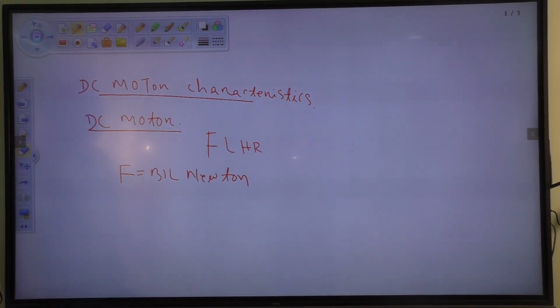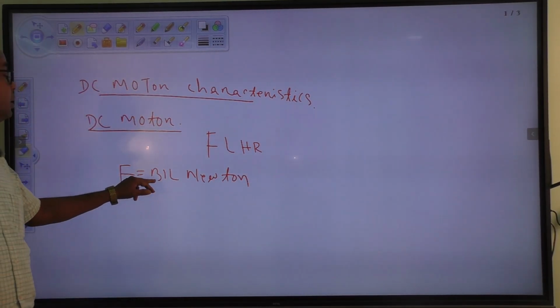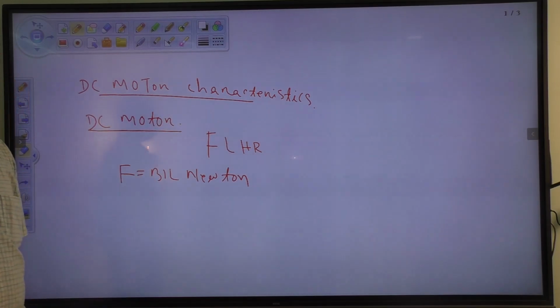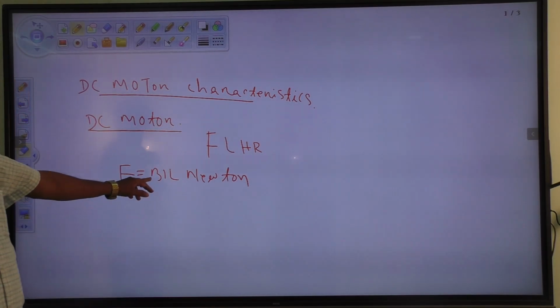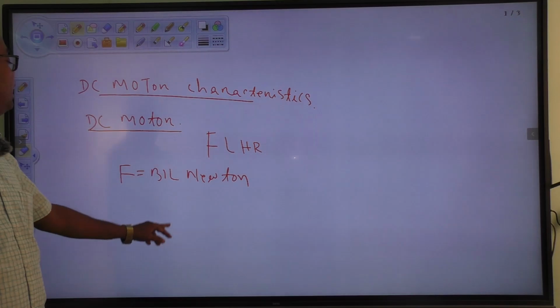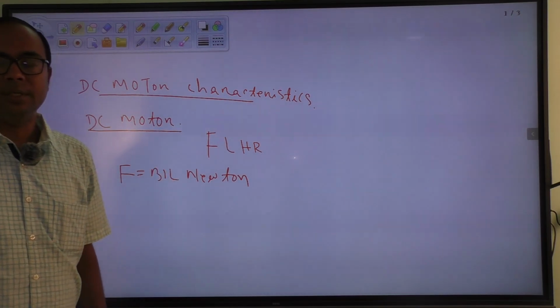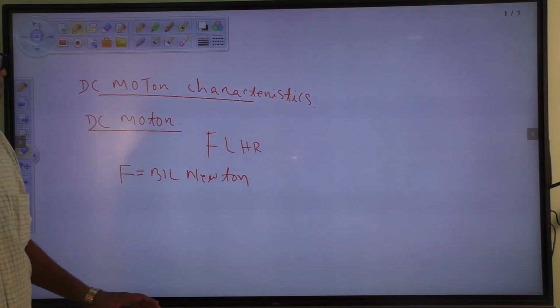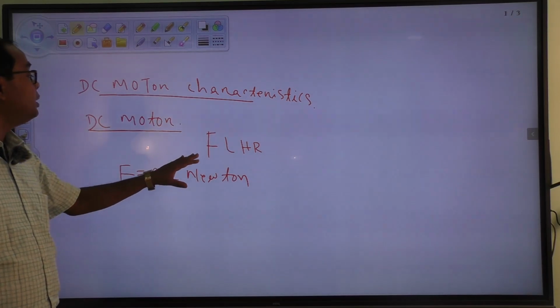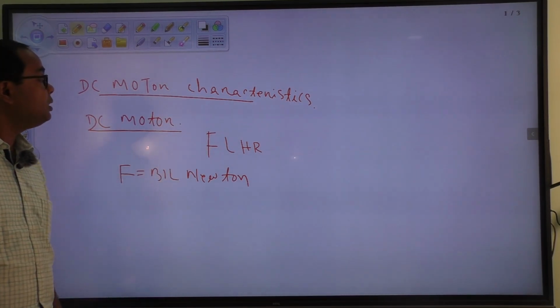Where B is the maximum flux density in Weber per meter square, I is the current in ampere, and L is the length of the conductor in meter. That is, this gives the magnitude, and the direction we get from Fleming's left hand rule.